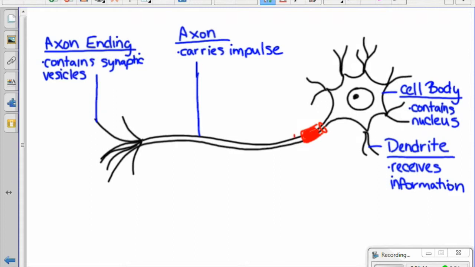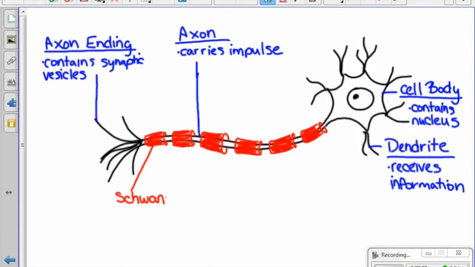On the axon of this neuron, we have layers of a fatty protein called a myelin sheath. The myelin sheath covers most of the axon, preventing depolarization from happening.